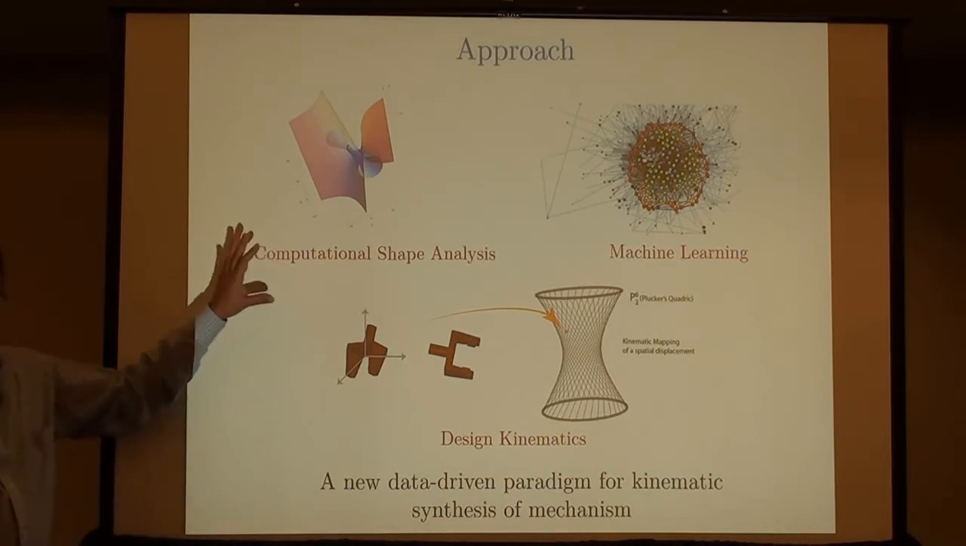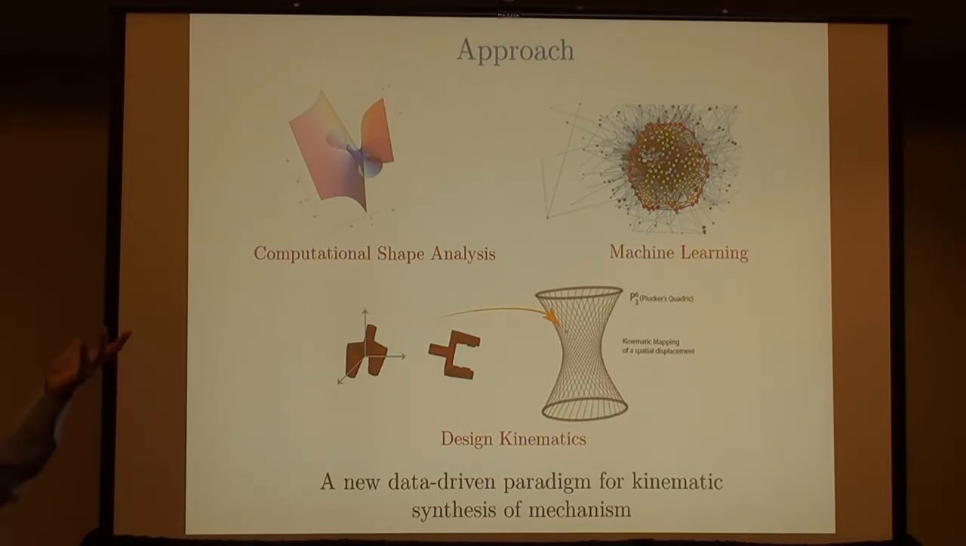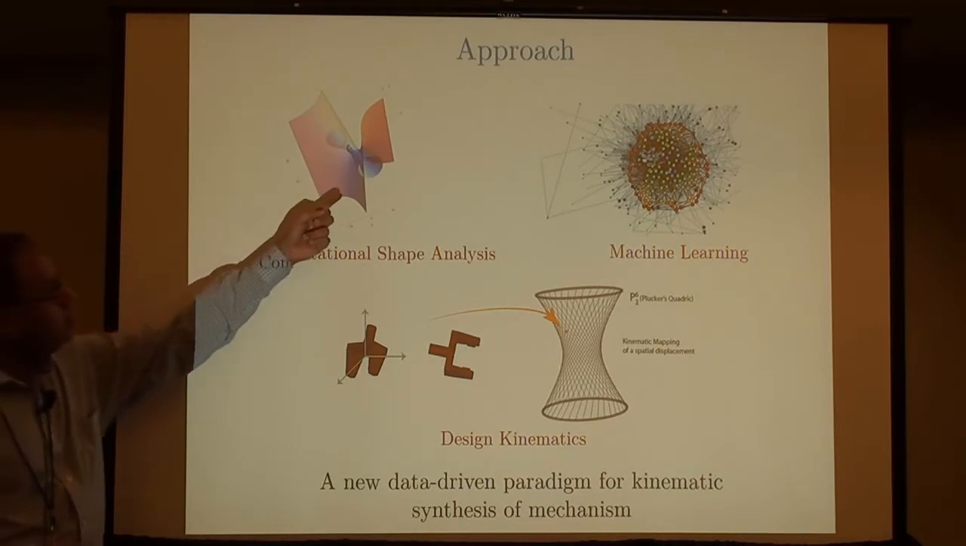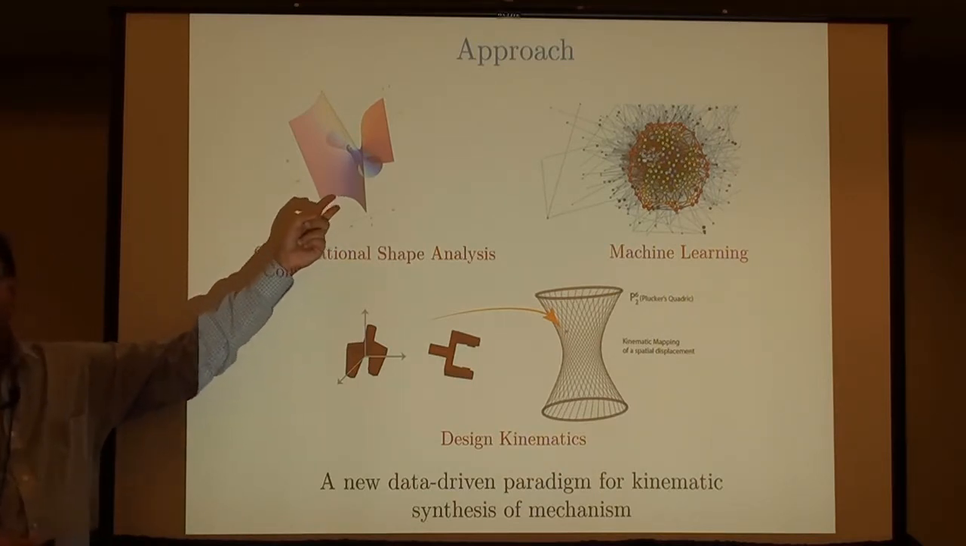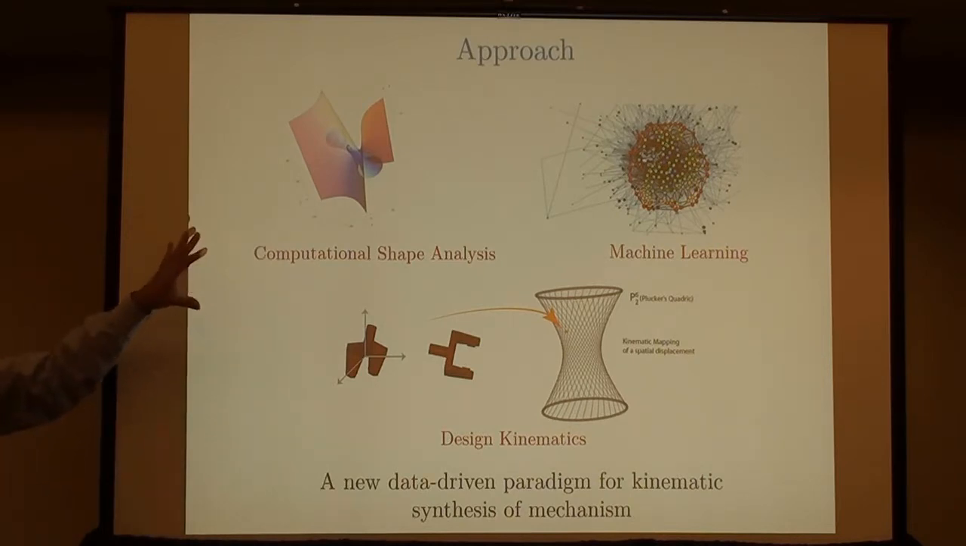We are using quite a bit of computational shape analysis, which is concerned with shape classification and recognition. So if I give you a shape, how do you compute what the type of the shape is? And you can see here a hyperboloid of one sheet and a hyperbolic paraboloid intersecting, and the significance of this figure I will explain later on, and of course the machine learning. So these are the three separate fields that we're bringing together to pose the right kind of questions and solve problems for us.